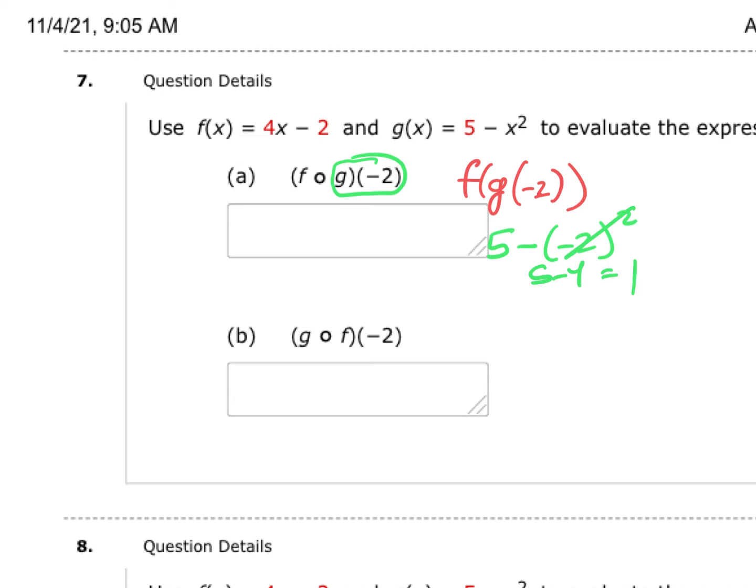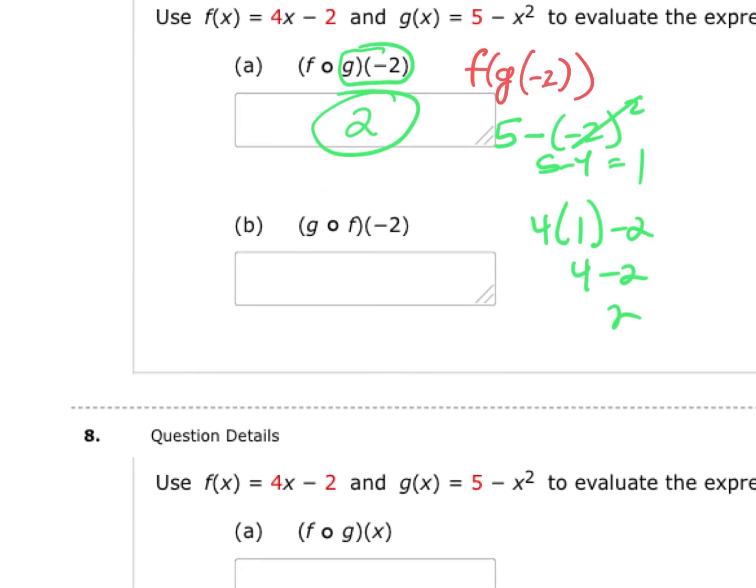Now what do I do with that 1? Plug it into the f. So 4 times 1 minus 2. What's 4 times 1? 4. And 4 minus 2 is? 2. So my answer here is 2. Work from the inside out. Good. We're going to work from the inside out.